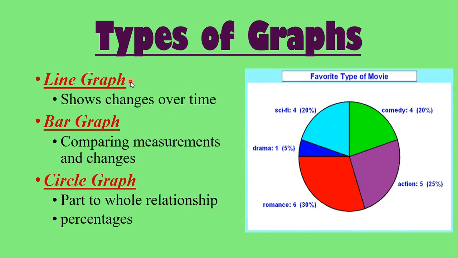Types of graphs, you got your line graphs. Line graphs show change over time. And if you don't know what a line graph looks like, it looks like this. A bar graph is for comparing measurements or changes, kind of like what we just saw in the last slide. You have your x and y axis, and you have little bars on it.